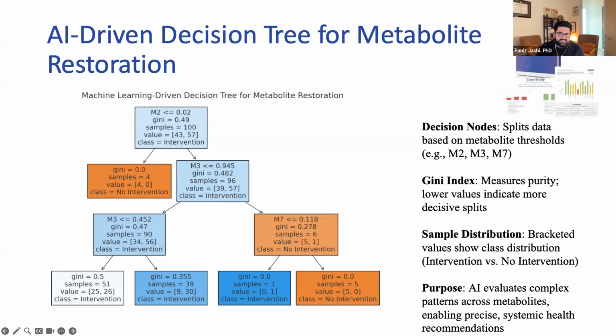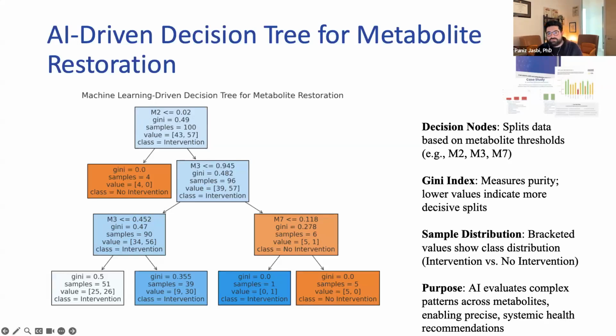Then we see the Gini index. Now, it's shown in each node, but it measures essentially how pure each split is. So a lower Gini value indicates really a clearer, more decisive separation between classes, is either going to recommend an intervention or not. For example, we see nodes with a Gini of 0, such as the orange boxes. These are entirely pure, meaning that all samples in those nodes belong to a single class, or all metabolites in those nodes, I should say, belong to a single class. So the clarity reinforces the confidence of the AI's decision at these points. So we also see sample distribution in the bracketed values, such as 43, 57.